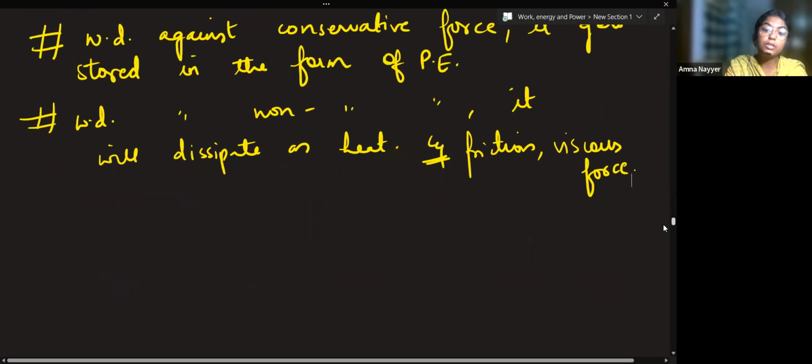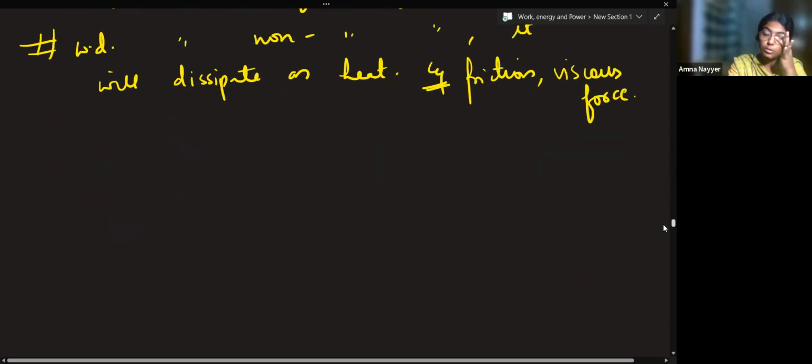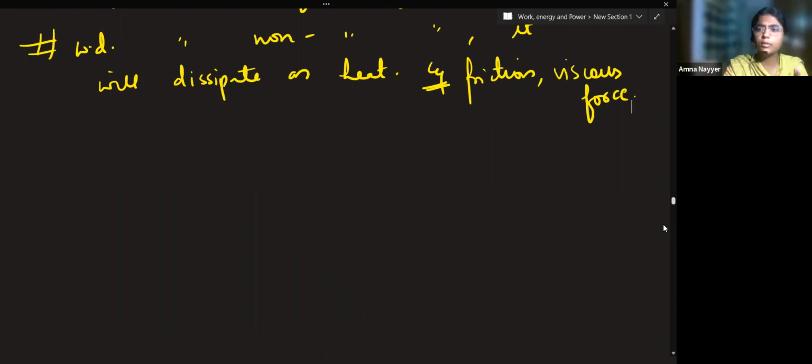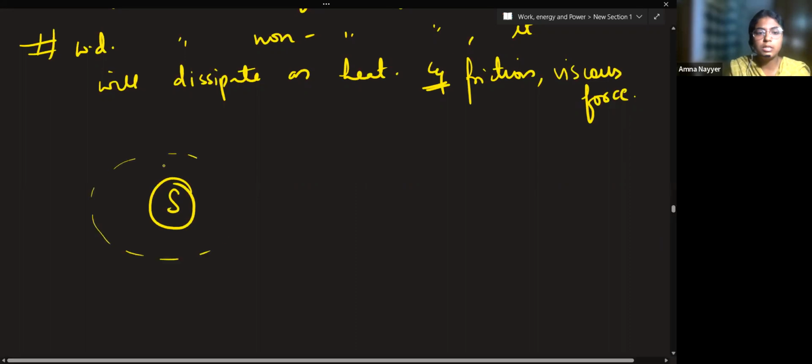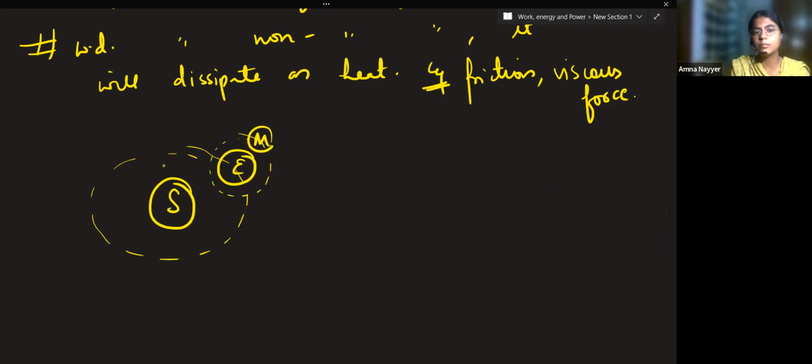Now, see, one more thing. Internal and external force you should also remember. Internal force means any force that is a part of the system. Now, what is meant by system and surroundings? Let's say right now I am considering a system where sun, earth, and moon are there. Around the sun, the earth is revolving, and around the earth, its natural satellite, the moon, is revolving.